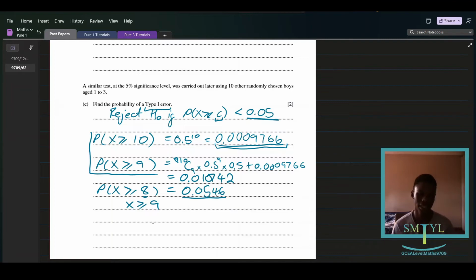So since the probability of a type 1 error is the probability of being in the critical region, we can say that the probability of a type 1 error is the probability that X is greater than or equal to 9, which we evaluated to be 0.0107 to 3 significant figures. And that will be our final answer.